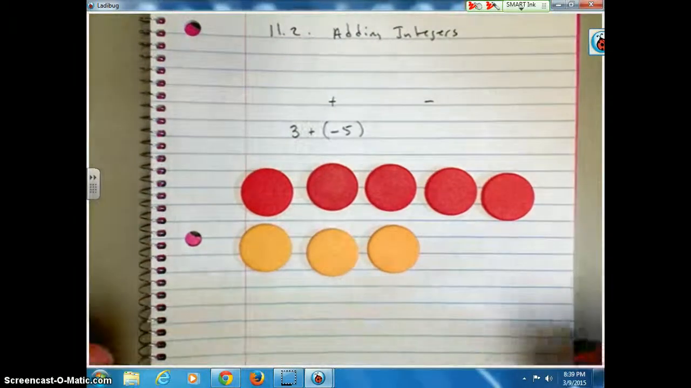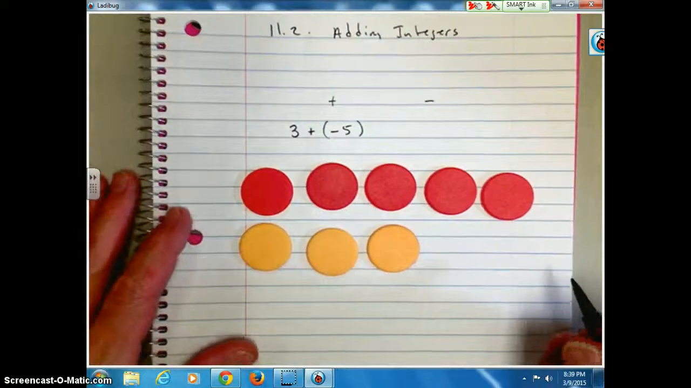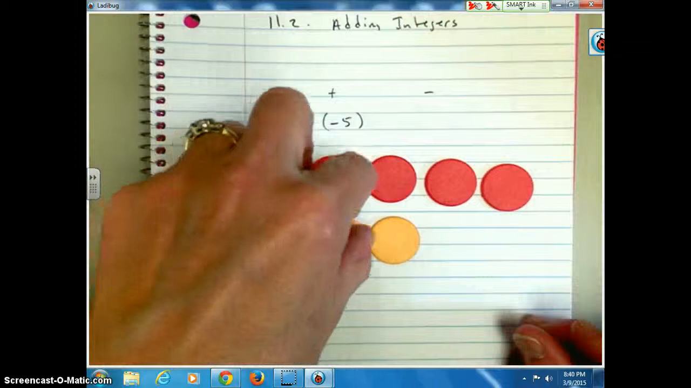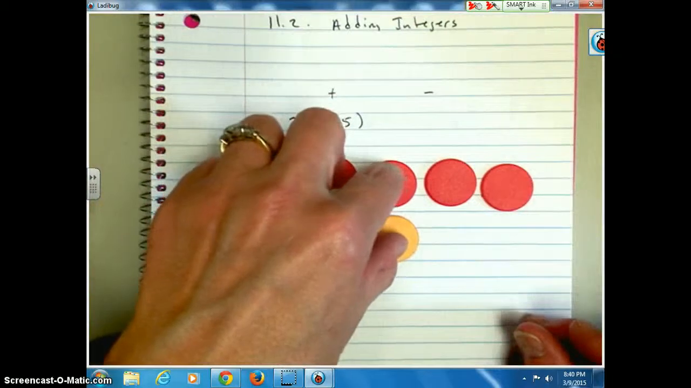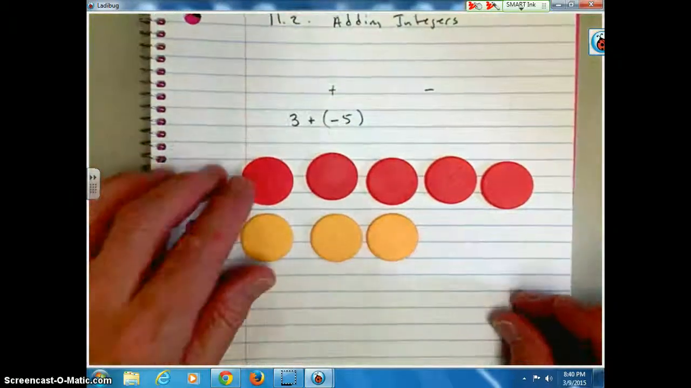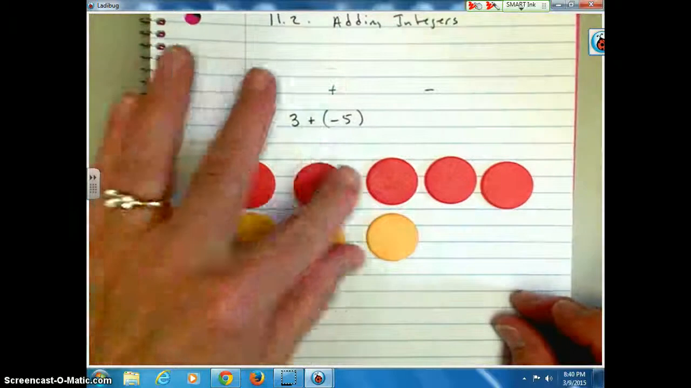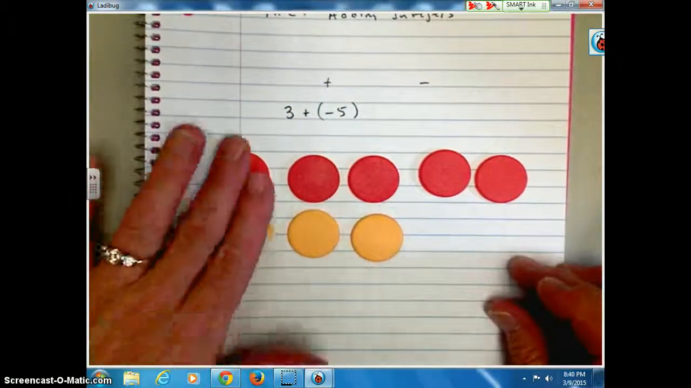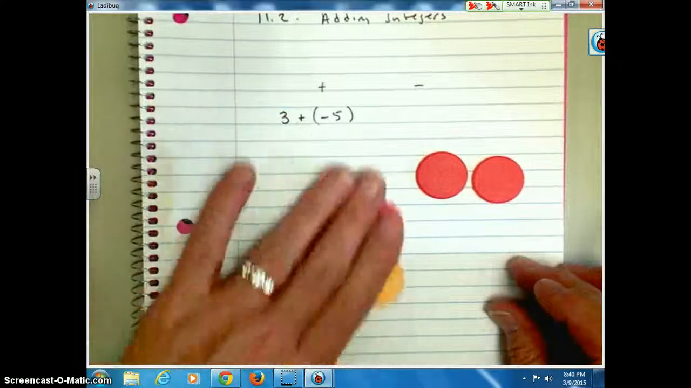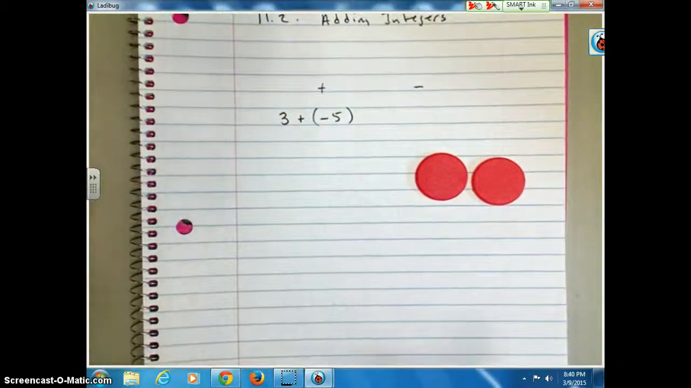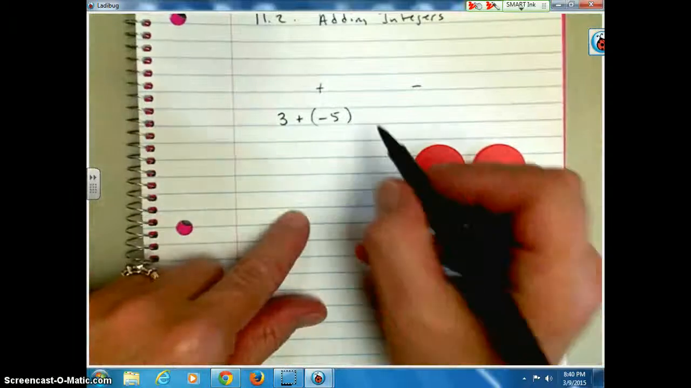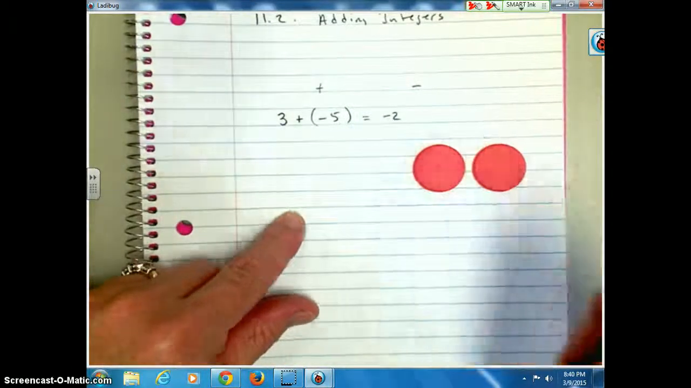When we do this, we want to see what we're going to end up with when we add 3 plus negative 5. When we have 2 chips that are opposites, these are called 0 pairs. So we're going to group these two. So we have 1, 2, 3 0 pairs. If we remove our 0 pairs, it's kind of like they cancel each other out, and we end up with 2 red chips. So we end up with a negative 2.